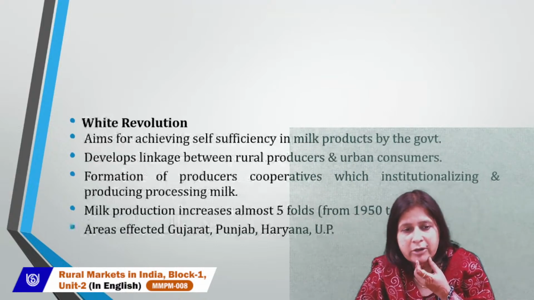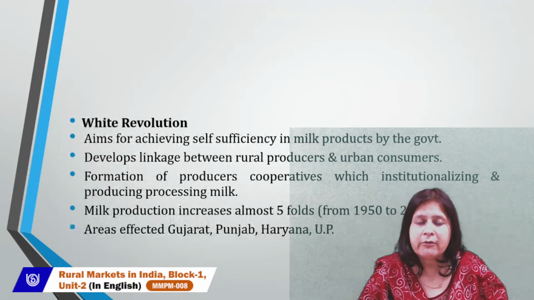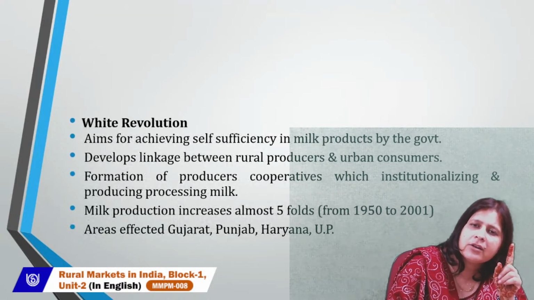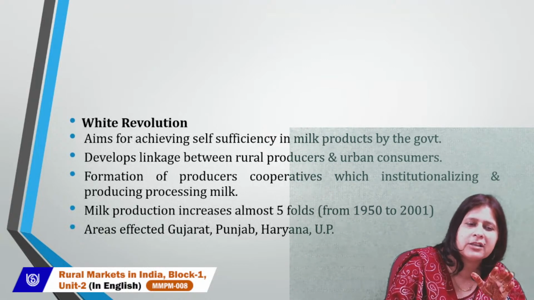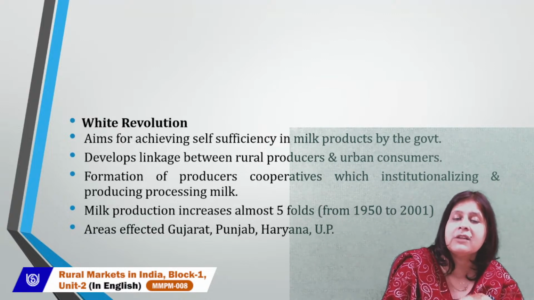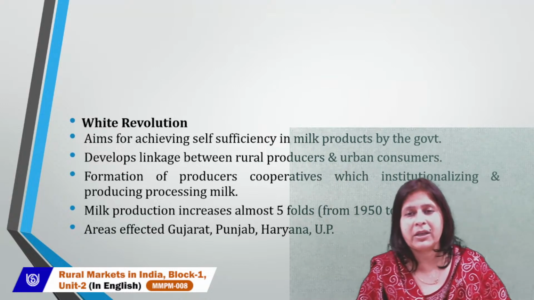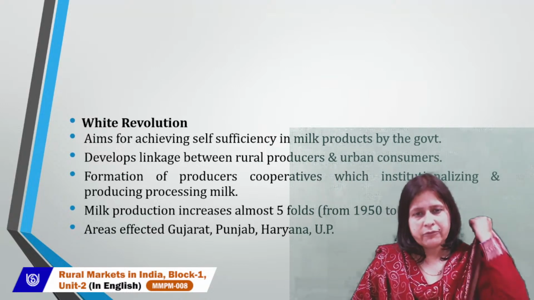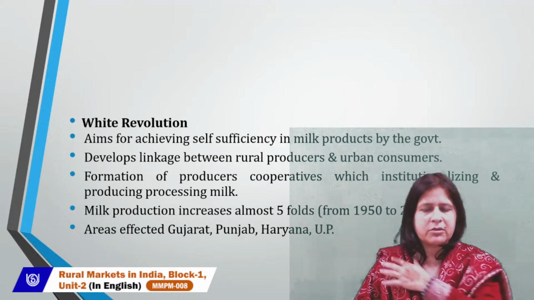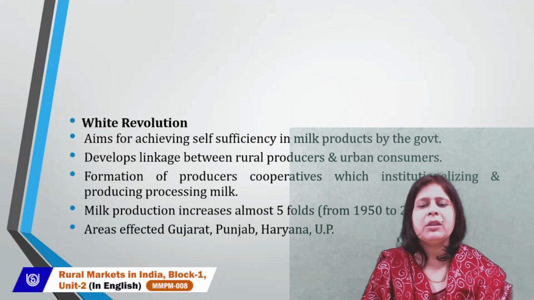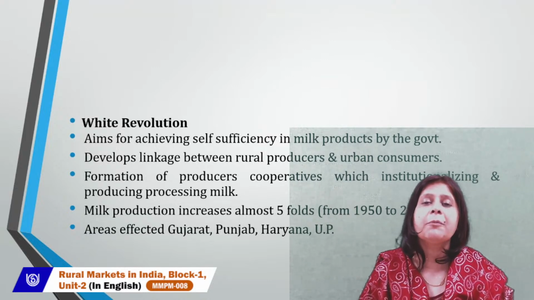Now what is the white revolution? The green revolution is in the field of agricultural products like grains, food grains, while the white revolution aims at achieving self-sufficiency in milk products by the government. That is self-sufficiency in milk products. That is the white revolution. It develops linkage between the rural populations and the urban consumers.